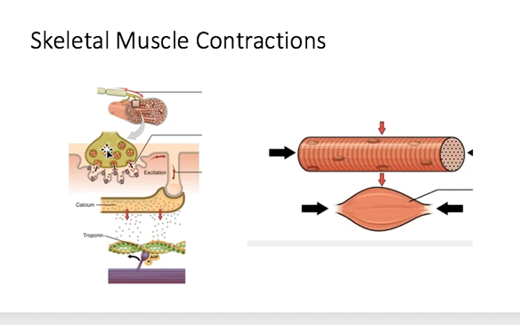When a neurotransmitter is released, it binds to a receptor and opens up a sodium ion channel, leading to an action potential in the sarcolemma. So the action potential travels along the T-tubule, and then the thick and thin filament interactions lead to muscle contraction. So muscle can shorten and produce tension.